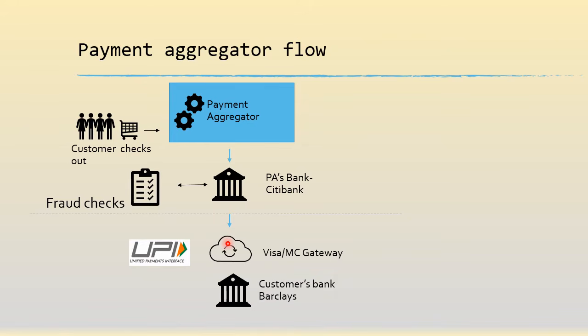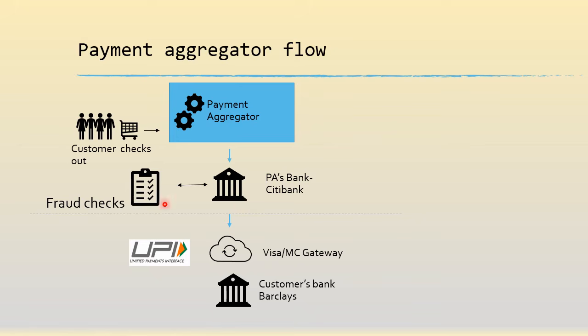In that case, the Visa gateway forwards it to the switch of Barclays Bank. Assuming that the customer banks with Barclays Bank, the request goes to the switch of Barclays Bank, which in turn forwards it to the core banking system of Barclays. If it had been a credit card, Visa would have forwarded it to the switch of the Barclays credit card system. So if the funds are available, the debit of the customer's account happens and a credit goes to Citibank, which is the PA's bank.